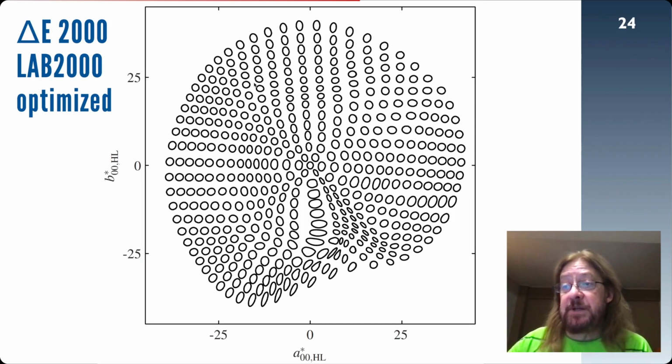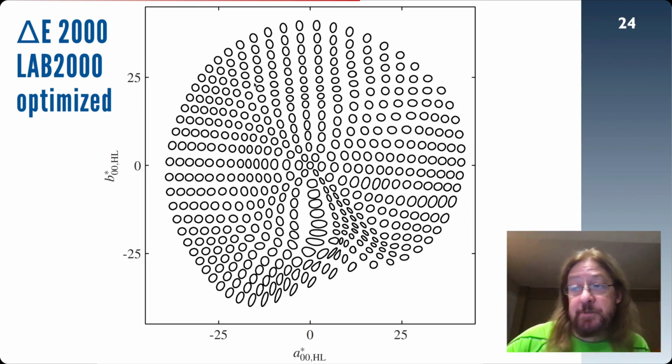This is a modified Lab 2000, this time optimized for hue linearity. Well, there's still plenty of curvature, and also the shapes are now more dissimilar in size, shape, and spacing. So the hue uniformity got worse.